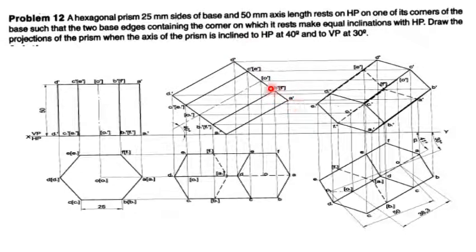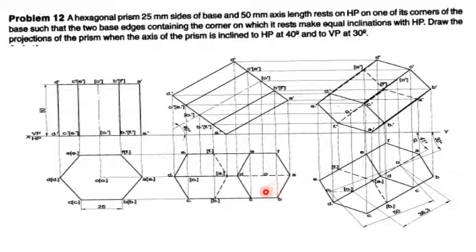Top face is A, B, C, D, E, F. So this is the top face. So A, B, C, D, E, F, A. Make it visible. Again from the top view, D, D1 is the topmost edge. So D, D1, make it visible.